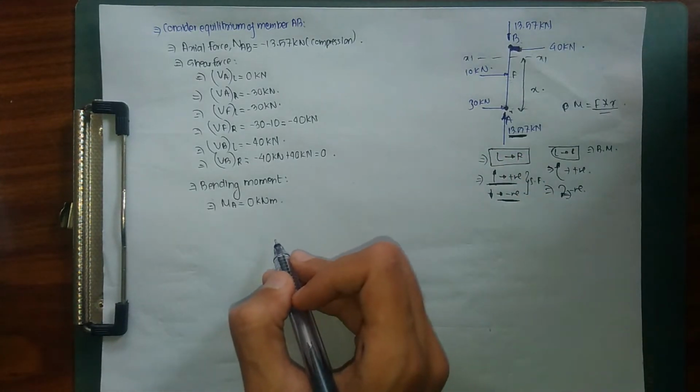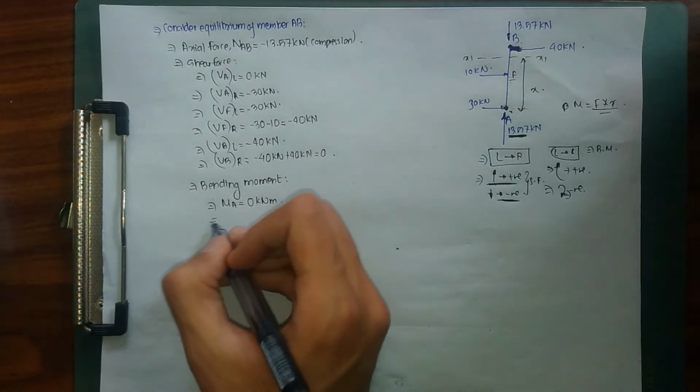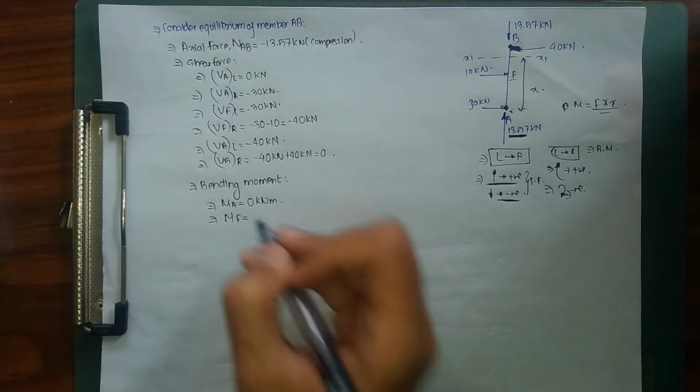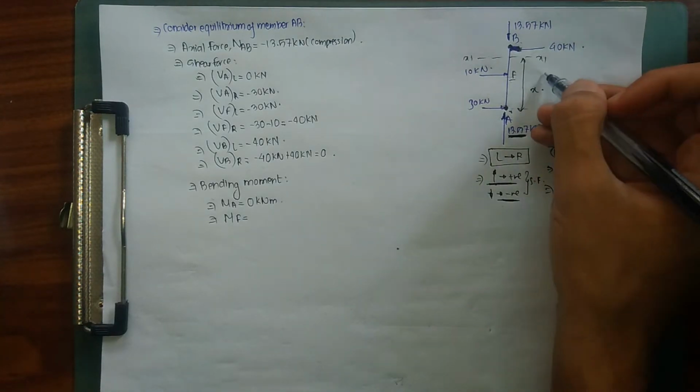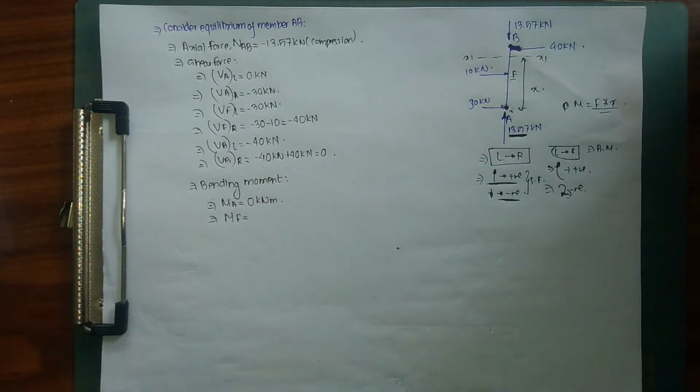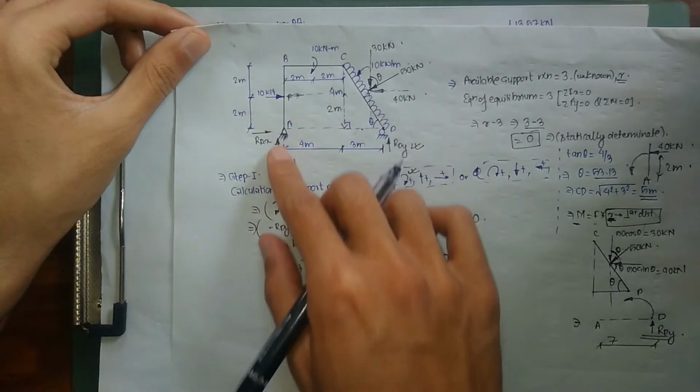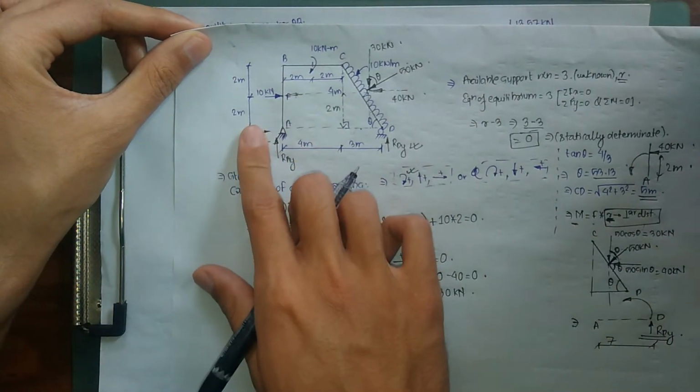Next we need to find our bending moment for point F, MF, and this is going to be 10 into 2. This is 2 meter. As you can see from my question, this is acting at a distance of 2 meter. So this is going to be 10 into 2.